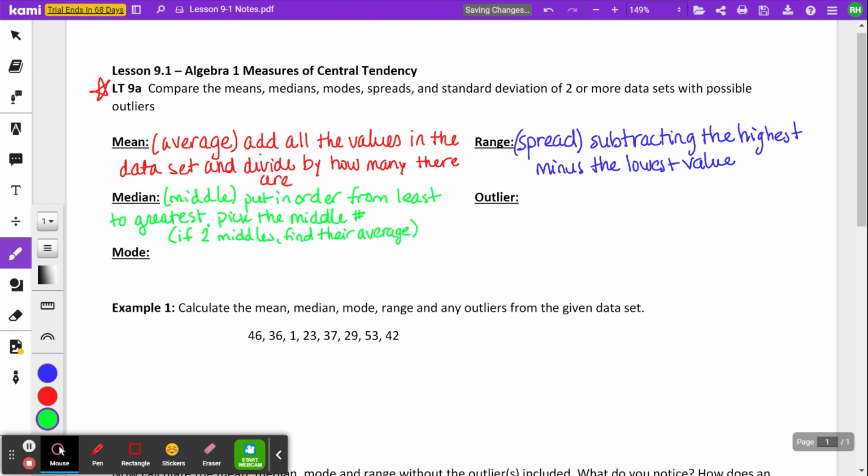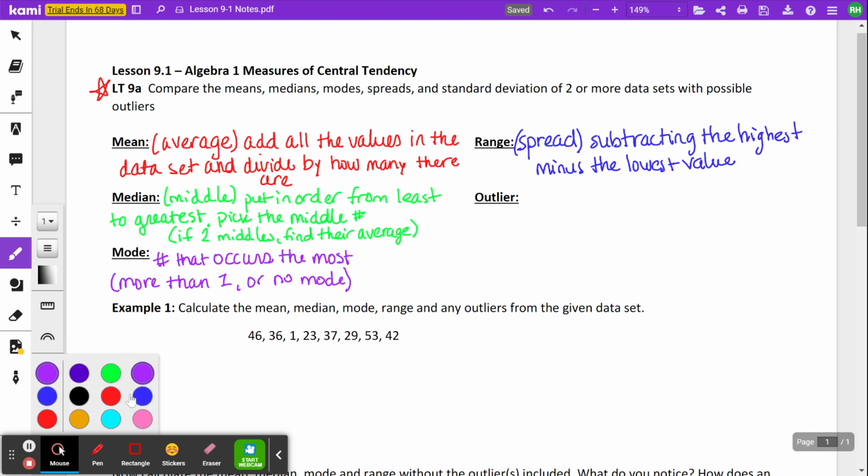Okay? Moving on to the mode. The mode is the number that occurs the most. Okay. Something important to know about the mode is that there could be more than one, or no mode at all. Okay, so it might be one, might be more than one, or there couldn't be one at all.